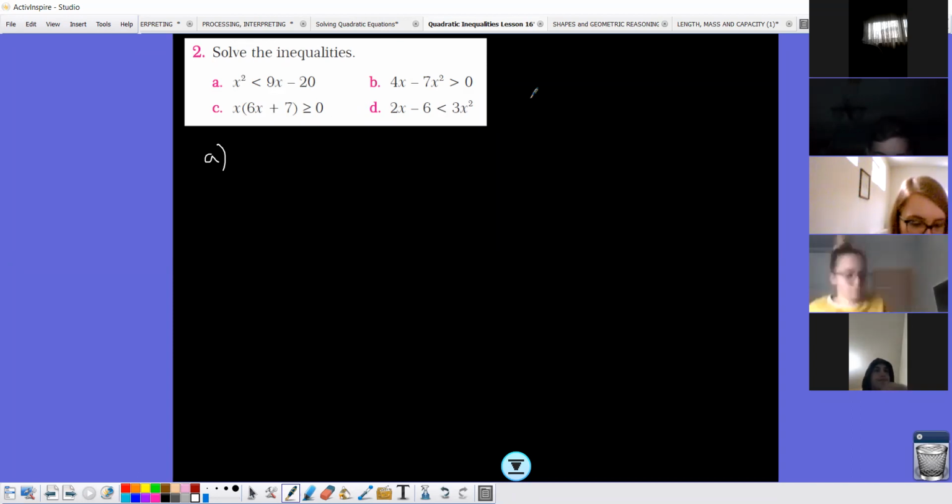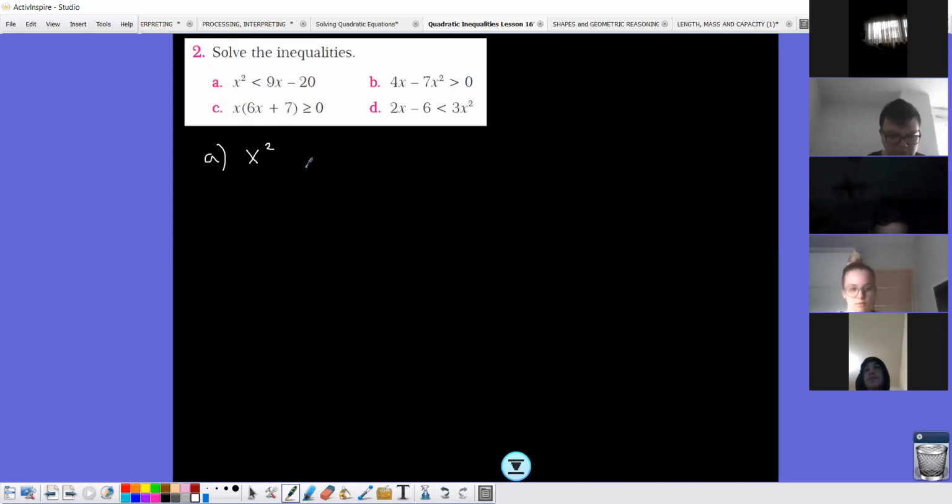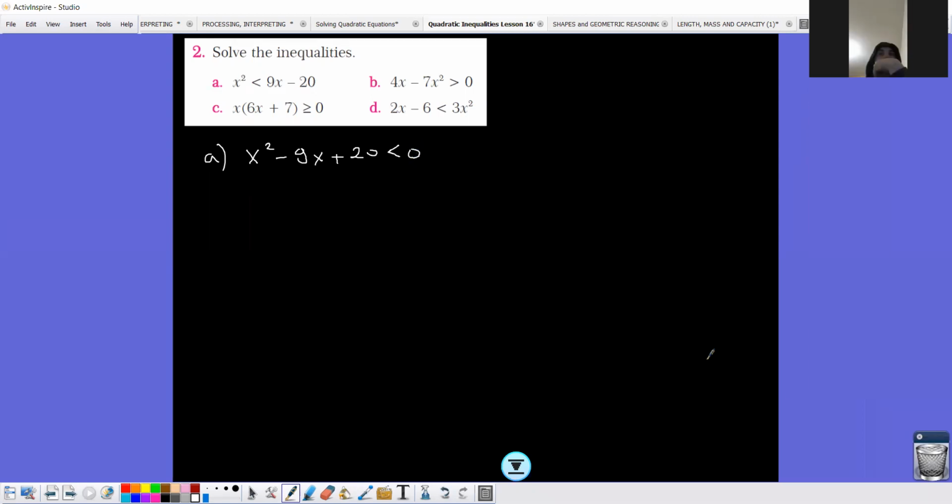So how will we do it? Can you tell me? I will write what we need to do. Teacher will write x squared. Then let's write the other term, 9x, when I take it to the other side. Minus 9x, plus 20. What is our sign? Teacher, smaller than or equal to 0. Smaller than only, smaller than 0.